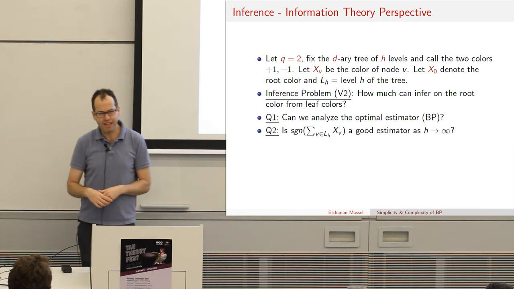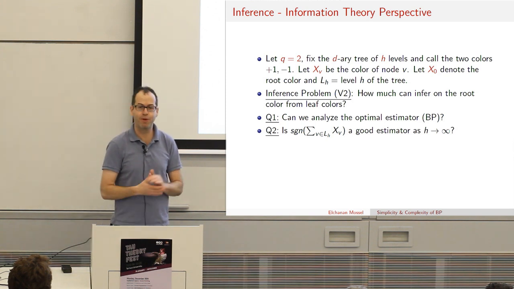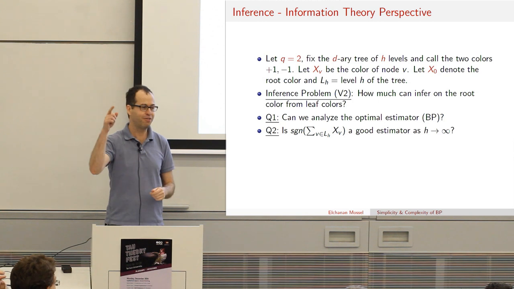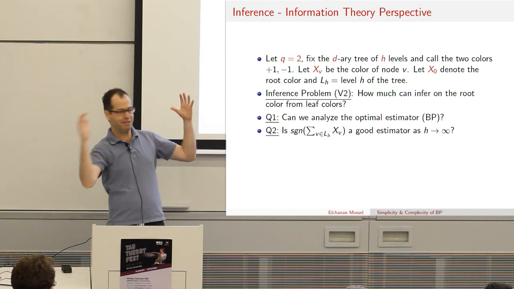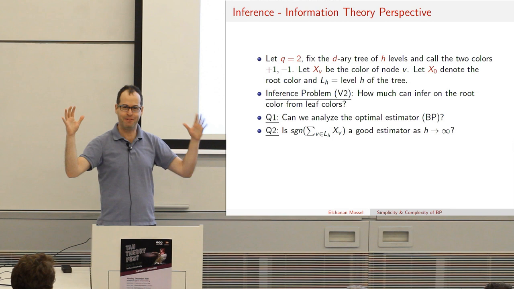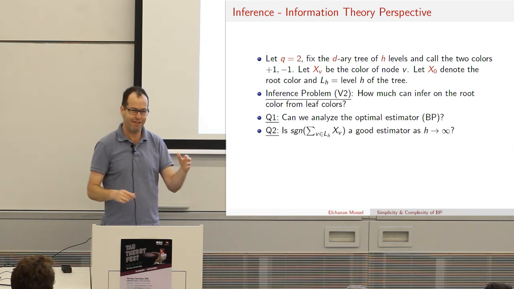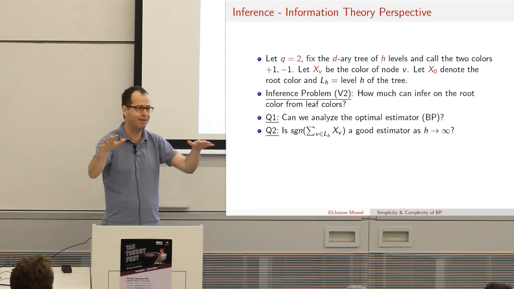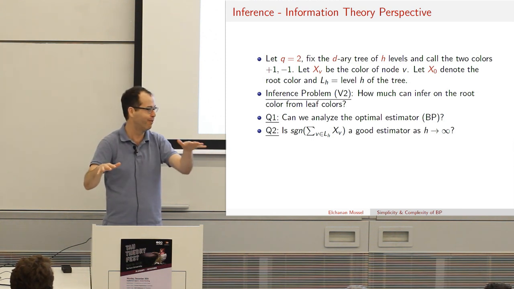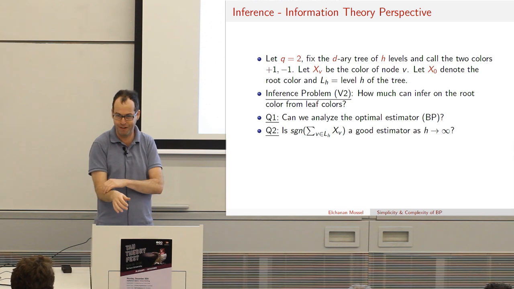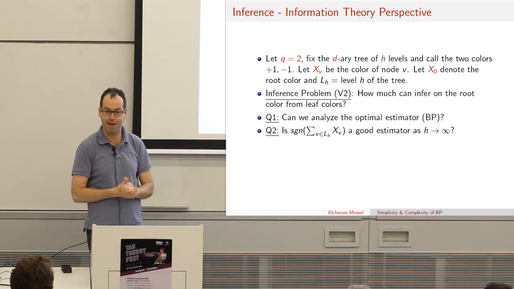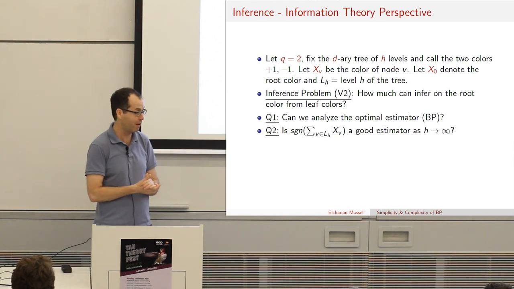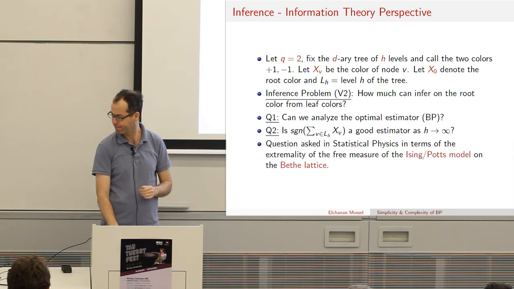And maybe a more naive question is like, suppose somebody would wake you up in the middle of the night and tell you, we will kill your wife unless you tell us what's the color of the root. In the first moment you wake up, you don't say, okay, let me compute belief propagation over here. You'll just count how many leaves are red and how many are blue. If there are more red, you will say red. If there are more blue, you'll say blue, right? This is your instinct, before you start thinking about actually applying Bayes' rule over and over again. So another natural question is to ask, suppose you apply the simple algorithm, what do you get?